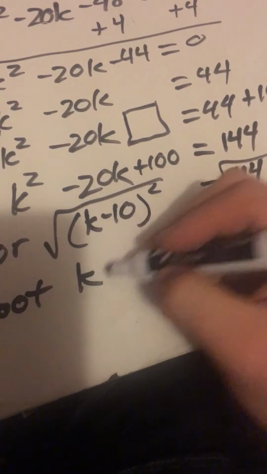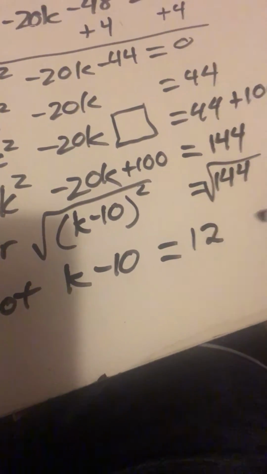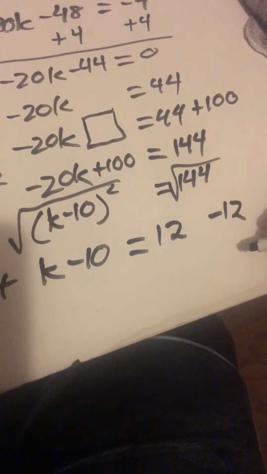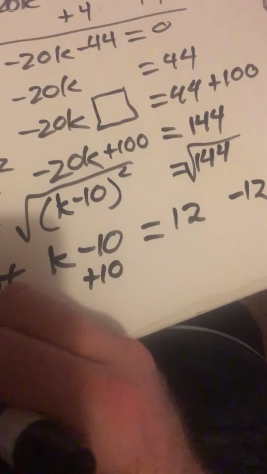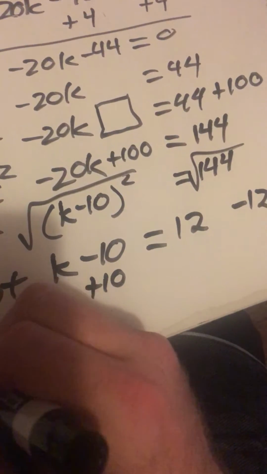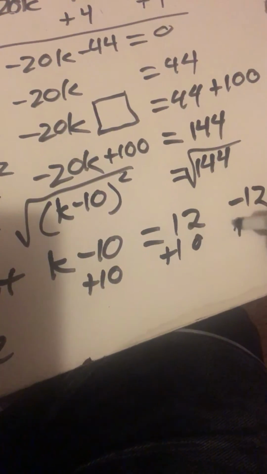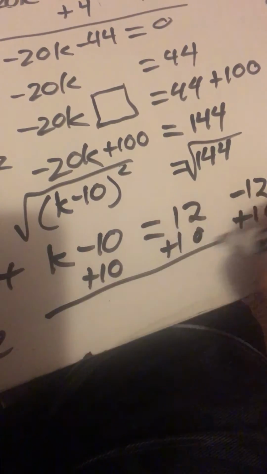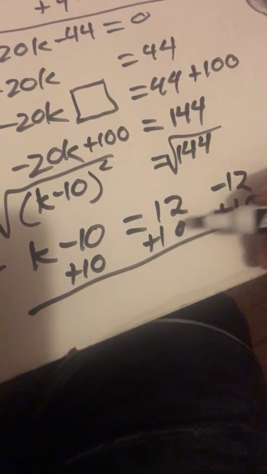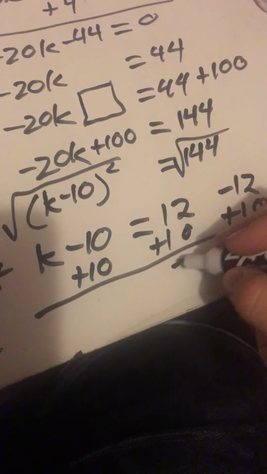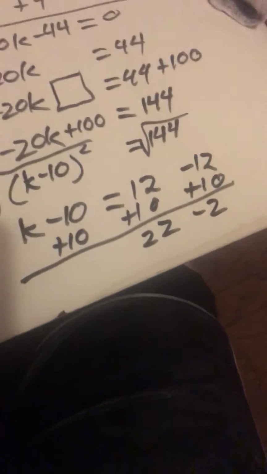And that's going to leave me with k minus 10 equals 12 and negative 12. So now I'm just going to add 10 to both sides. So now I'm going to solve for k: add 10, and add 10. Because again, if I take the square root of 144, it's going to be a positive 12 or a negative 12. So I have 12 plus 10 is 22. Negative 12 plus 10 is negative 2.